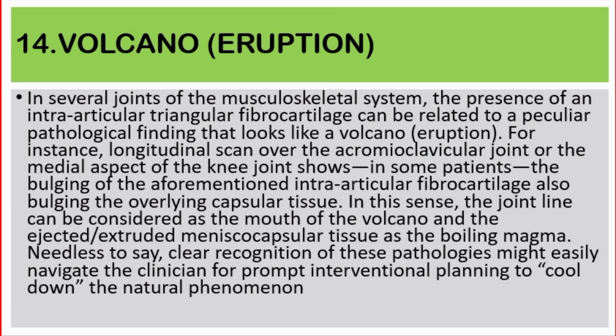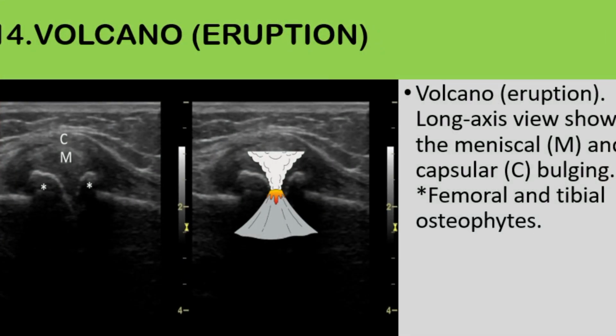Number 14. Volcano or eruption. In several joints of the musculoskeletal system, the presence of an intra-articular triangular fibrocartilage can be related to a peculiar pathological finding that looks like a volcano or eruption. For instance, longitudinal scan over the acromioclavicular joint or the medial aspect of the knee joint shows in some patients the bulging of the aforementioned intra-articular fibrocartilage, also bulging the overlying capsular tissue.